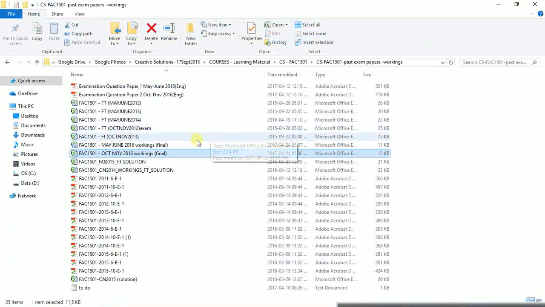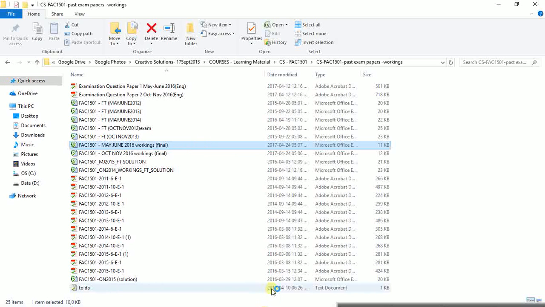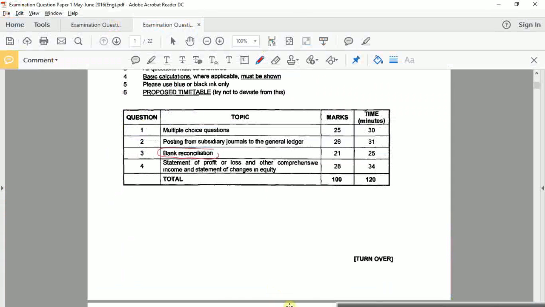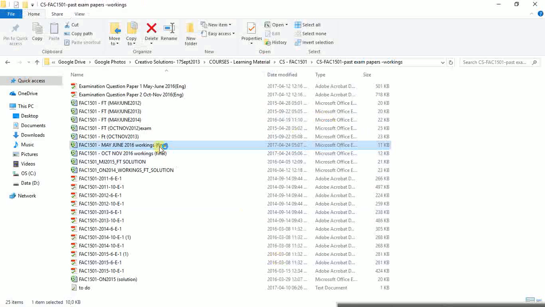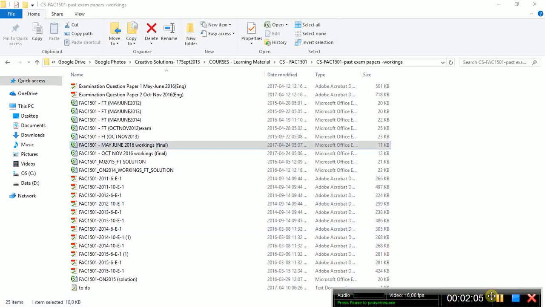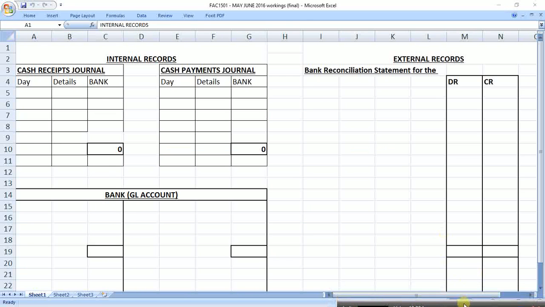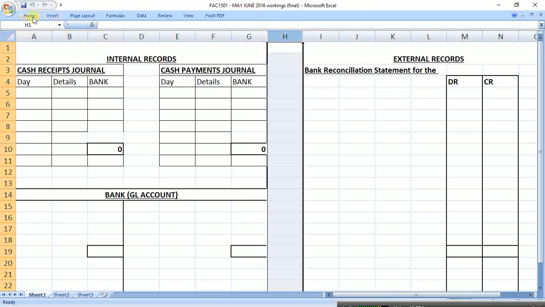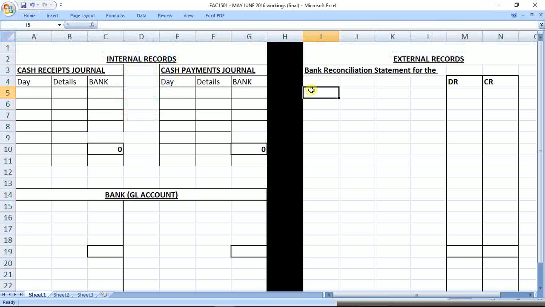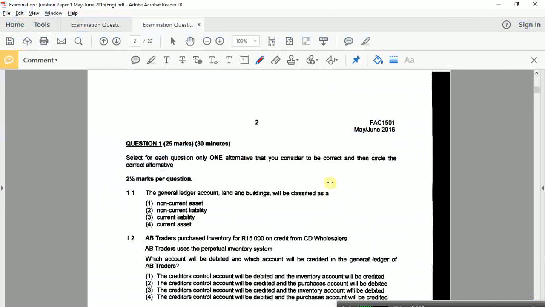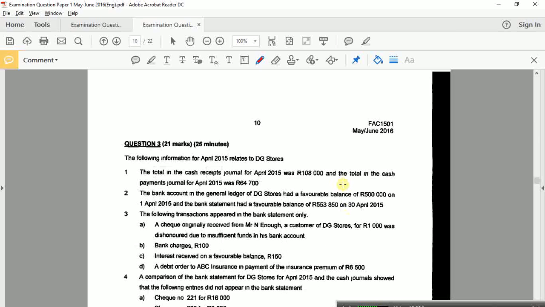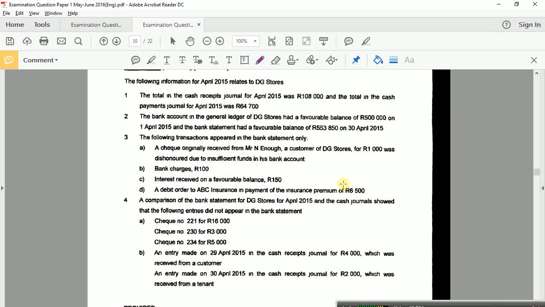Okay, save that. Let's look at it. Okay, we can close this now. May, June. Come, open it. Alright, so that's what you've got currently in May, June 2016. Do you agree? Yes. Okay, we're going to look at the question now, and now we need to take those amounts through to the answer sheets. Okay, there's question 3.